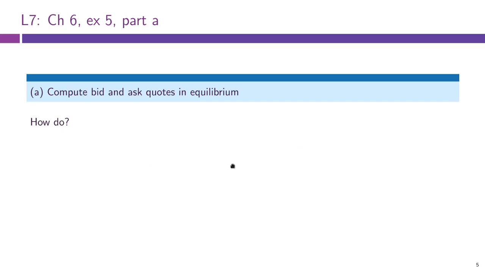So let's get to the problem. First question that is asked of us is to compute the bid and ask quotes in equilibrium. And this is a question that I want to ask you. So this is not something we did in class. But do you have any guesses? How can we compute bid and ask quotes? Where will they come from?